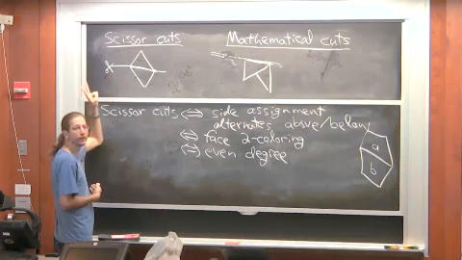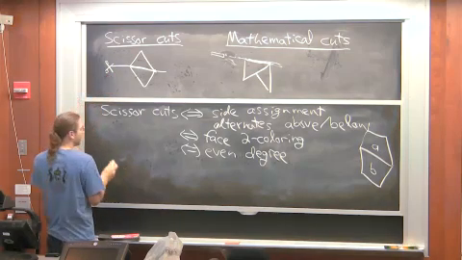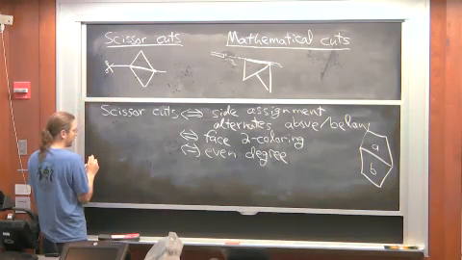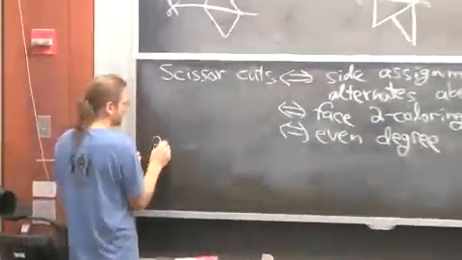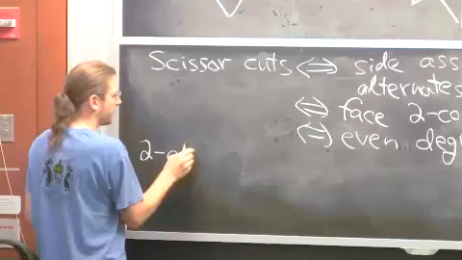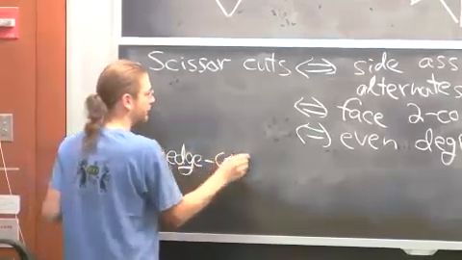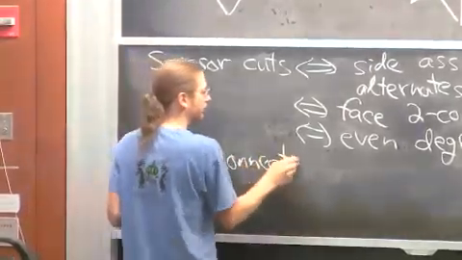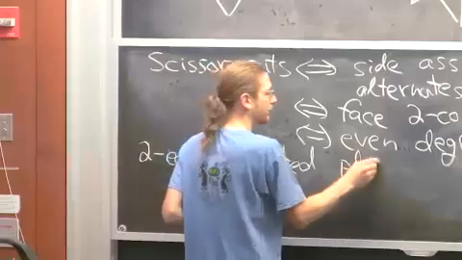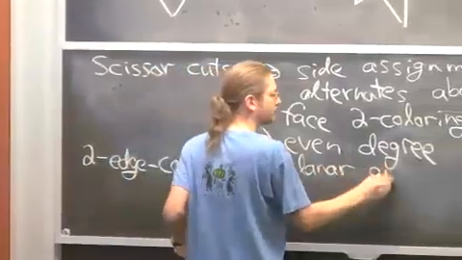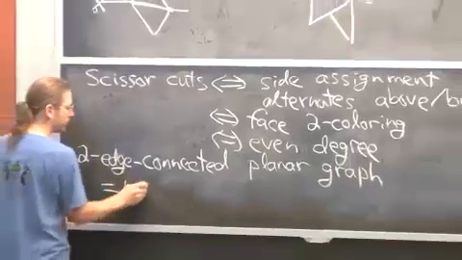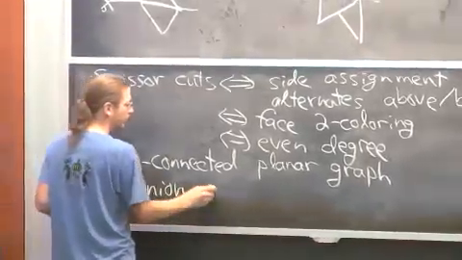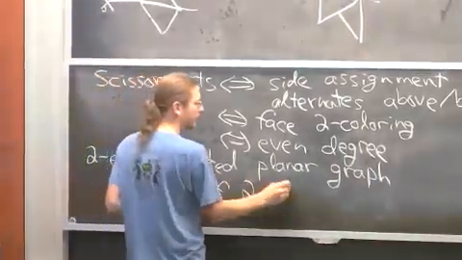Well, then it turns out two cuts are enough, pretty much. If you have what I'll call a two-edge connected planar graph, it equals the union of two even graphs.